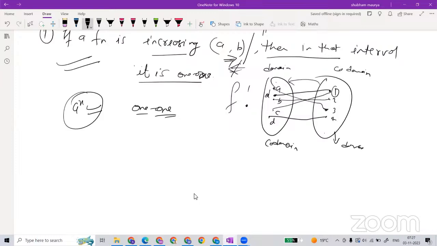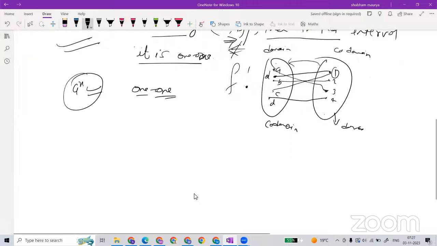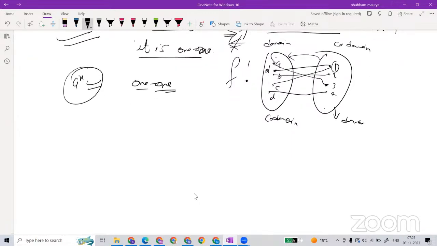We can prove it easily. I will suggest you try to prove this. It is a very, very easy proof. I'm leaving this part for you to try yourself. We use the definition of 1-1 to prove it. Use the definition: we have the increasing information, and we have to prove the function is 1-1.